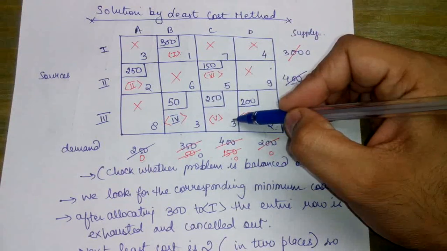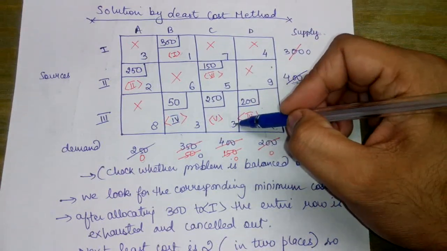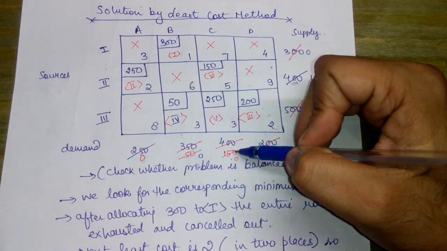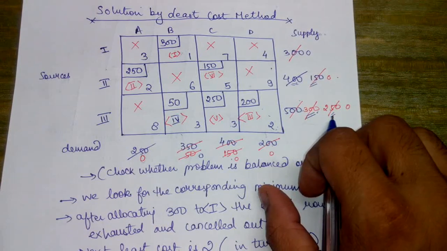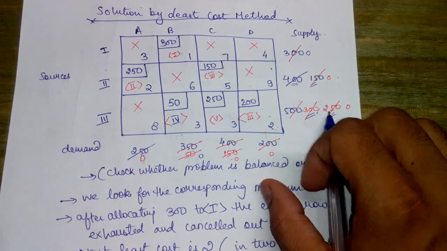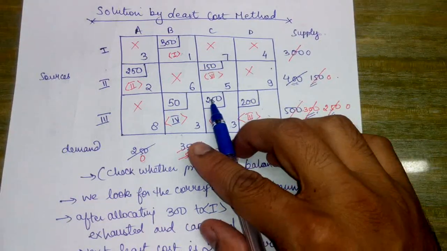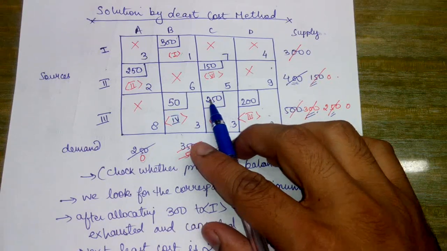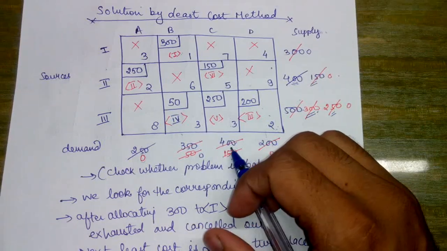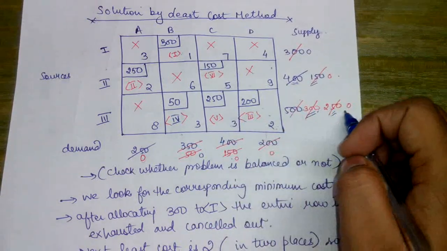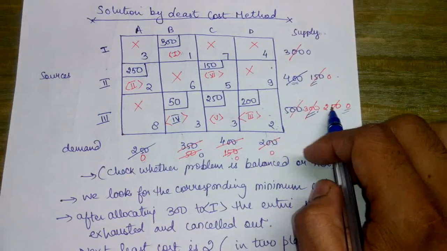Okay, the next least cost after 3 becomes this 3. So the demand is 150. Sorry, the demand is 400 and the supply is 250. So the least is 250. So we have filled 250 here, and we will subtract 400 minus 250 becomes 150. So this becomes 0. Therefore, this entire row has been exhausted.